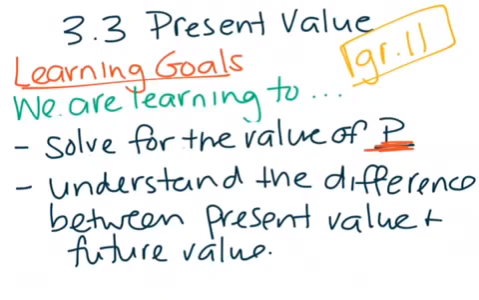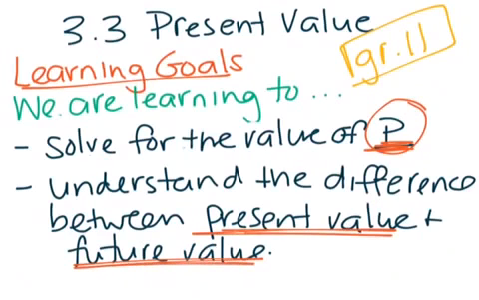Back to our learning goals. This is what you should have learned how to do after this lesson. Remember that we learned to solve for the value of P in our compound interest equation. And we learned to understand the difference between the present value of our account or a loan and the future value of our account or a loan. So now please go on to Edmodo, try the activity, fill out the answers that you've got, and then try some examples on your own.